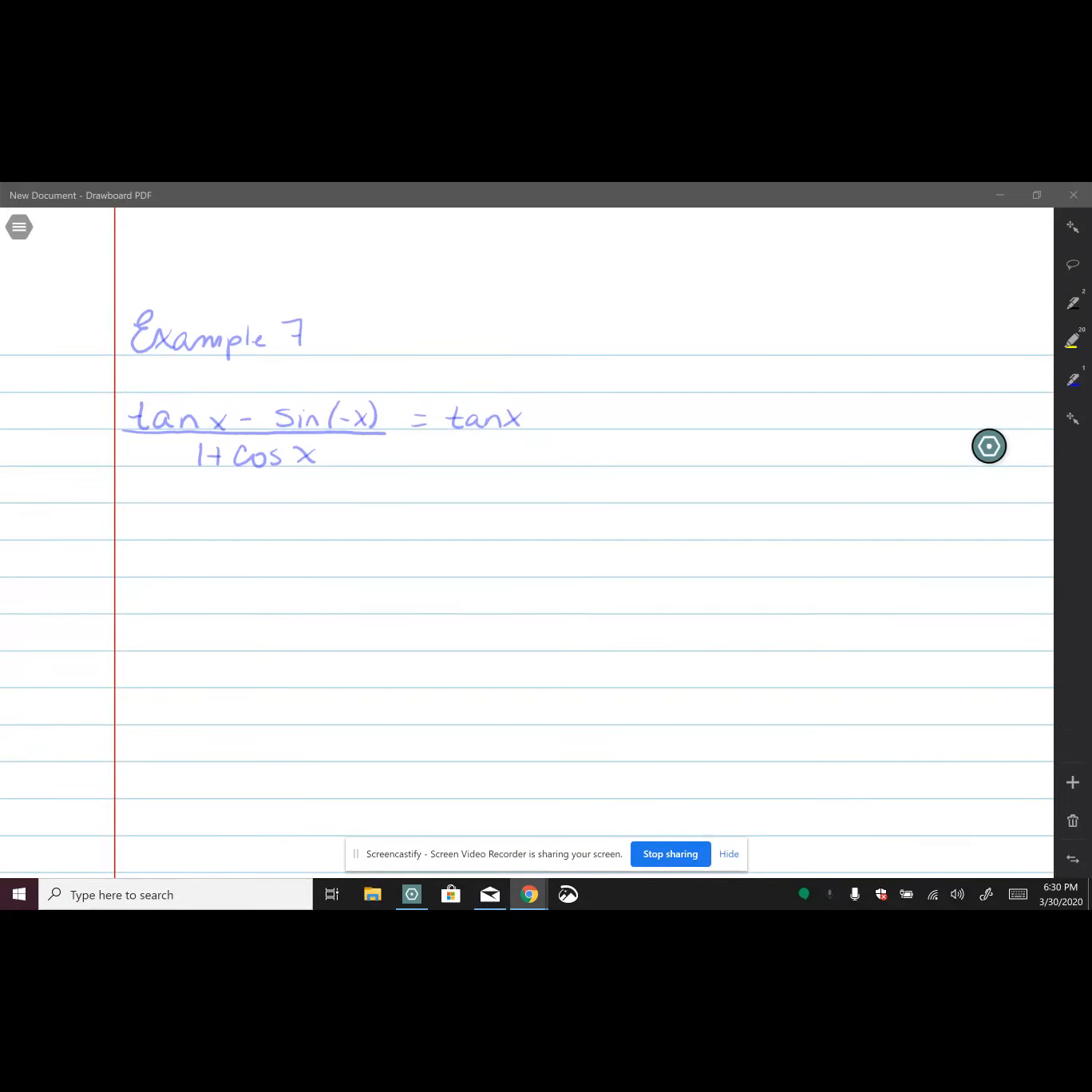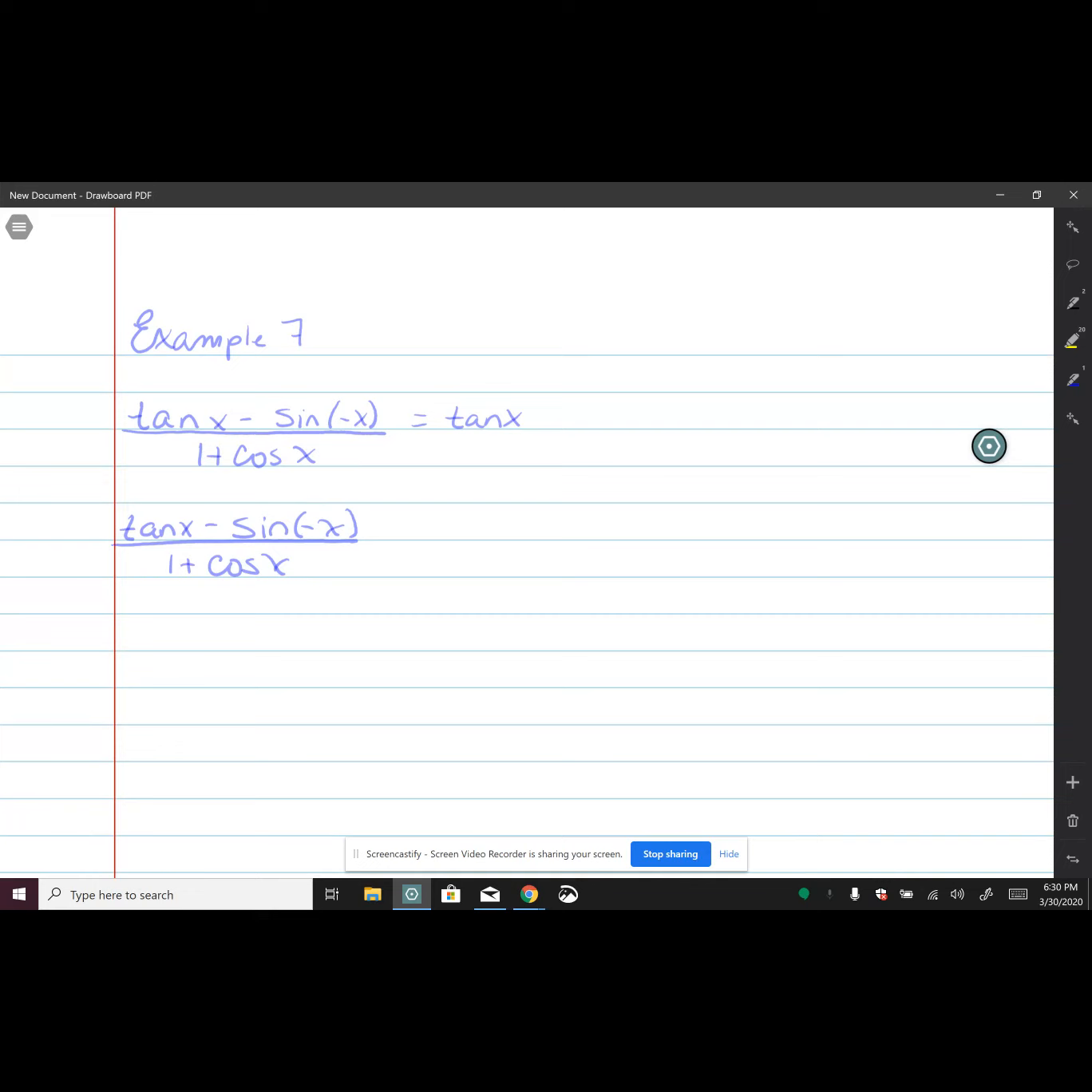All right, here we are at example 7. One more to go after this one. So you're going to take a look at this, and obviously we already know what side we're going to work with, so let's just go ahead and jump right into this. So when I'm looking at this, I'm only going to focus on the left side. So that's tan x minus sine of negative x all over 1 plus cosine x.